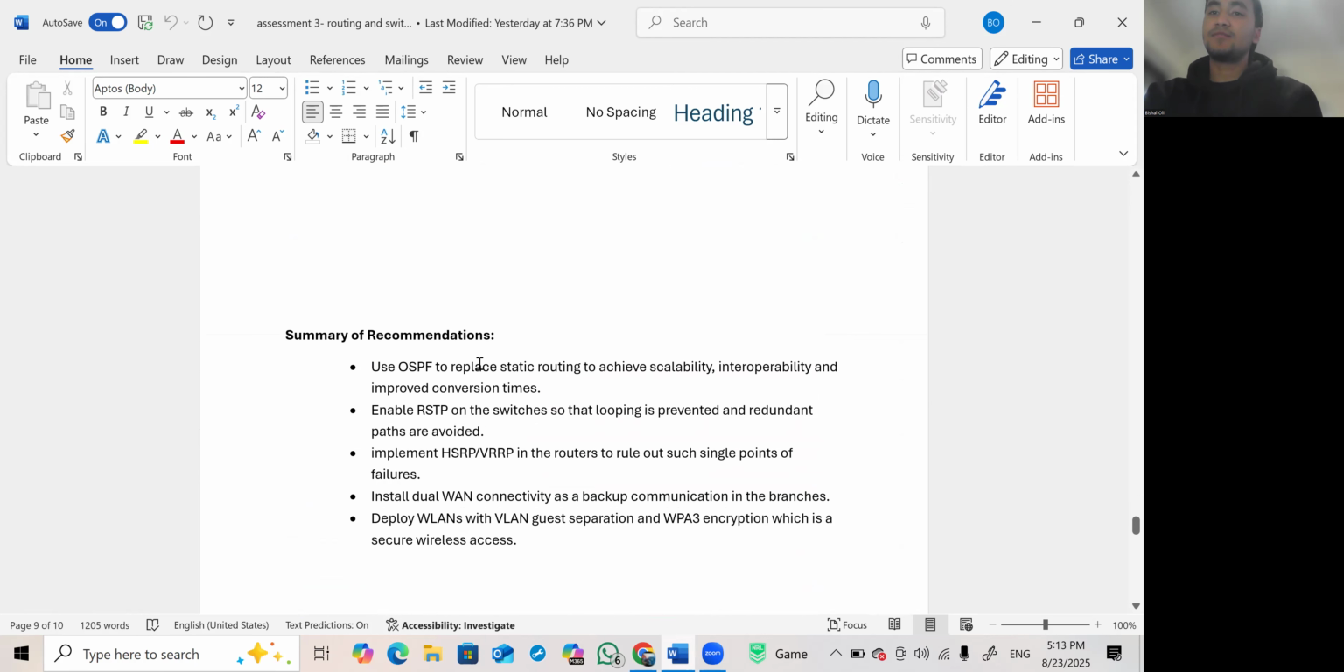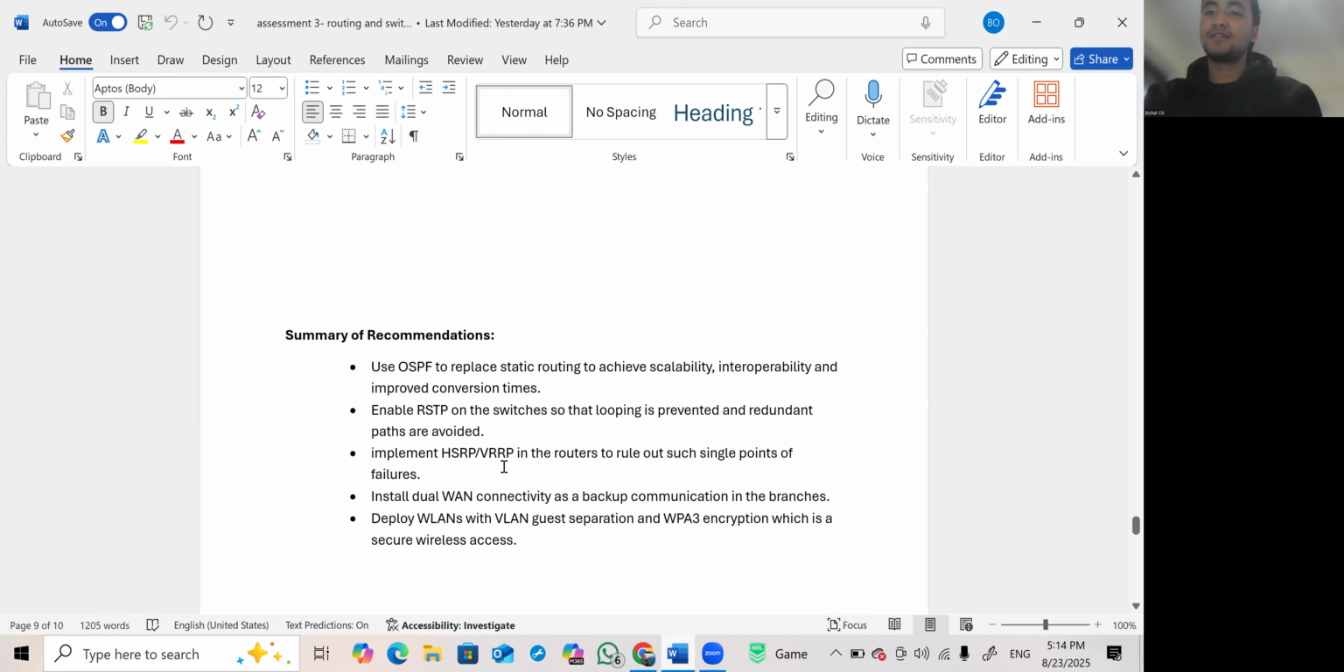If I talk about the summary of the recommendations that I have made for this report, looking at the previous requirements: in the previous one, we used static routing, which means some issues come up. So I recommend using OSPF to replace static routing to achieve scalability, interoperability, and improved convergence times. Enable RSTP on the switches.